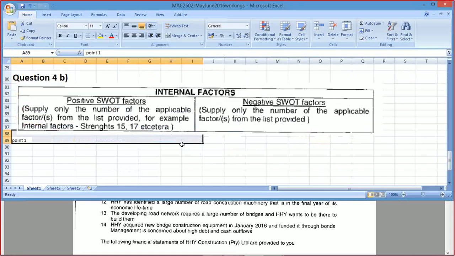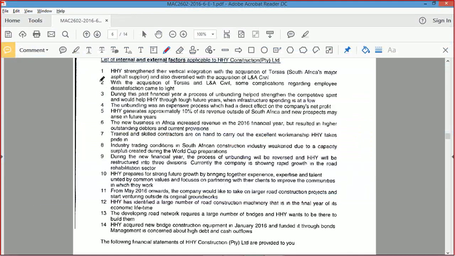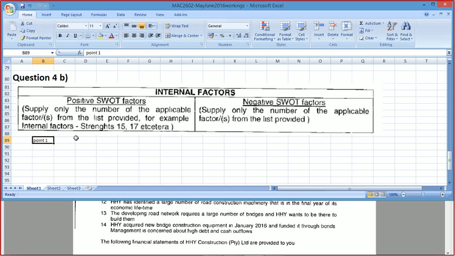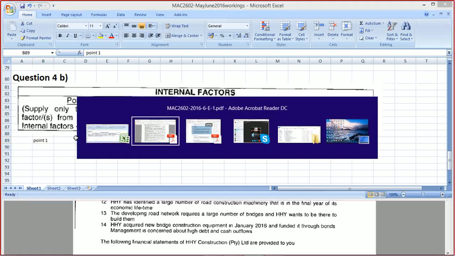Okay, I don't know if they want you to write the whole thing. They might. Okay, I'm not going to write the whole thing. That's just a waste of time. I'm just going to say point number 1. Okay, then obviously this is an answer to this. Okay, so point number 1, point number 1. Is that okay? Yes, sir.